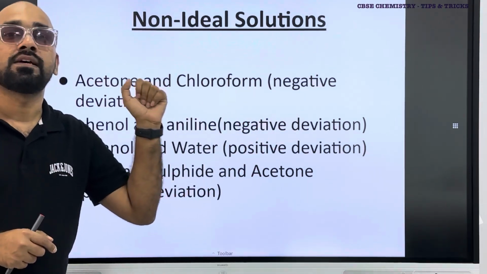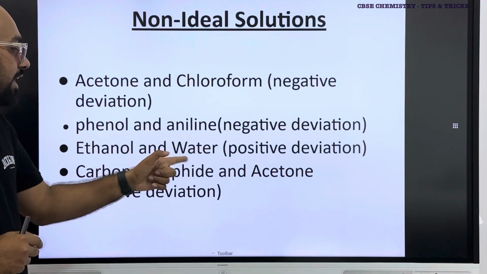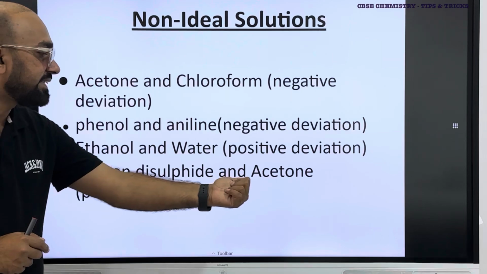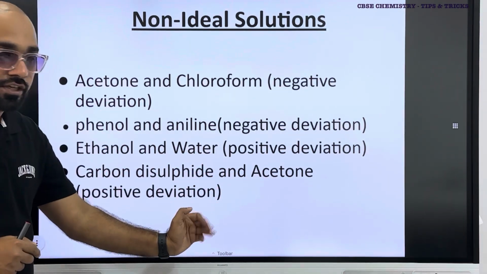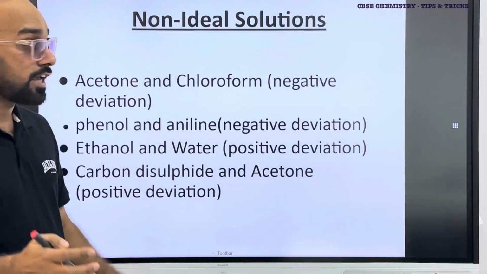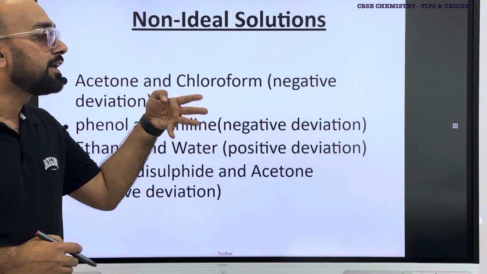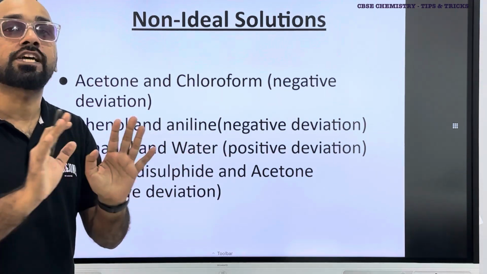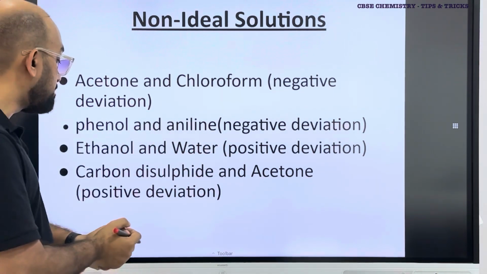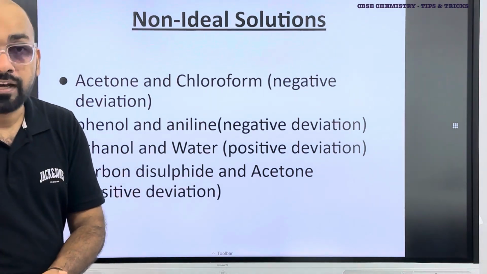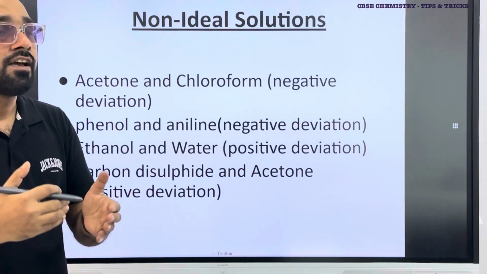You have to study this. It is from the NCERT textbook. Ethanol and water, carbon disulfide and acetone. These are for the positive deviation. Hope you understand. You have to learn by heart these four examples which are mentioned in your textbook. High possible question, okay?